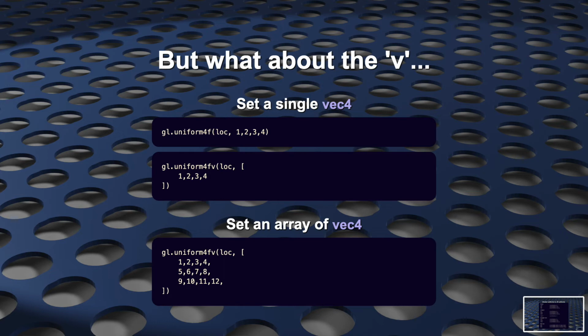But if the non-v variants are for setting a single vector, the v variants are actually for setting arrays of vectors. In the third statement here, we're effectively defining an array of three vec4s. The first vec4 is 1, 2, 3, 4. The last vec4 is 9, 10, 11, 12. And this is incredibly powerful.